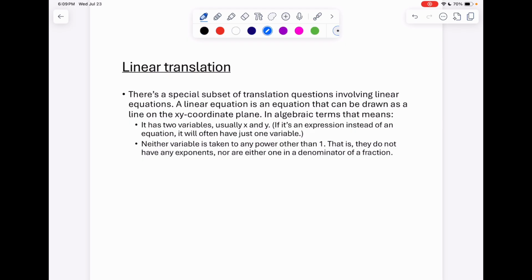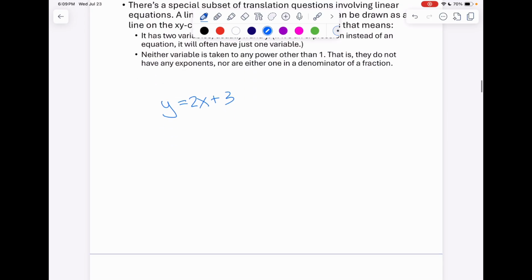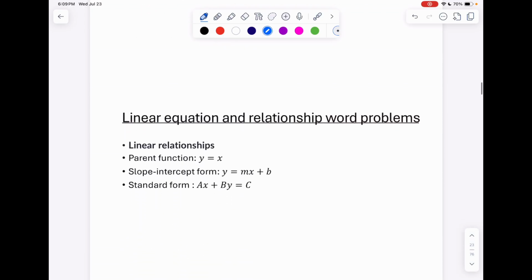So for example, y equals x is linear. They're both to the power of 1. y equals x squared is not linear because it's to the power of 2. 1 over x is non-linear because we have a variable in the denominator. 2x plus 3 is linear because we have x to the first power. So keep that in mind when we start to take a look at these.